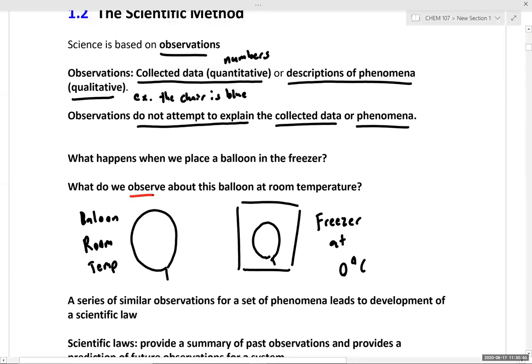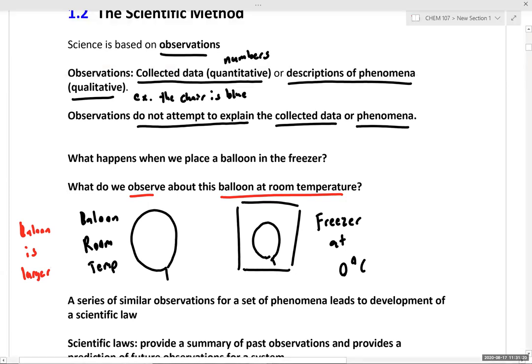What do we observe about the balloon at room temperature? Is it large? Is it small? What do we observe about the balloon? So initially, what do we observe about the balloon at room temperature? And don't worry, there's no wrong answers here. When you look at this balloon, what do you observe? What do you see about the balloon? Yeah, so one observation is that the balloon is large or larger.